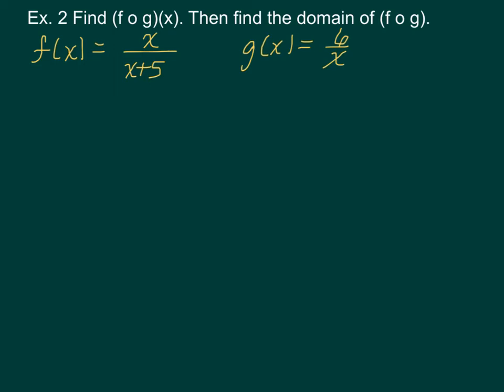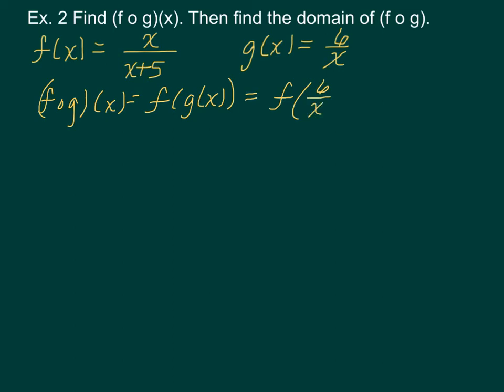Example 2, we're going to find f compose g, and then we're going to find the domain. So I've given you f of x and g of x. So we're going to find f compose g of x, which is the same thing as f of g of x. So g of x is 6 over x. That means in your function f of x, everywhere you see an x, you're going to replace it with 6 over x.